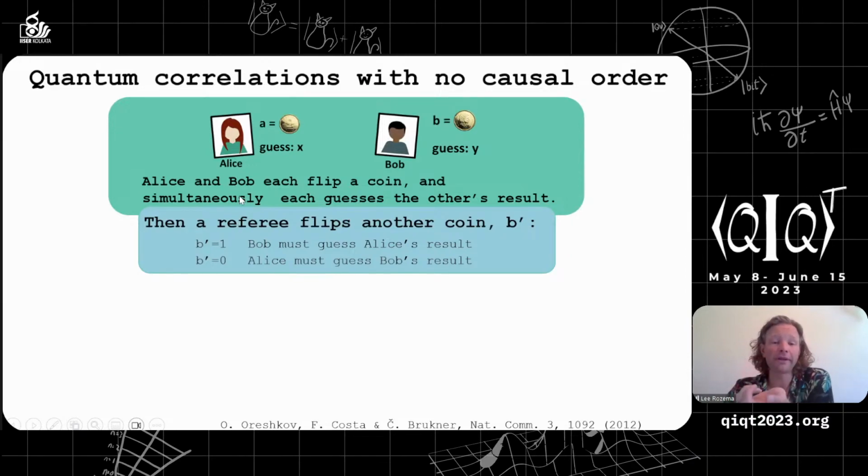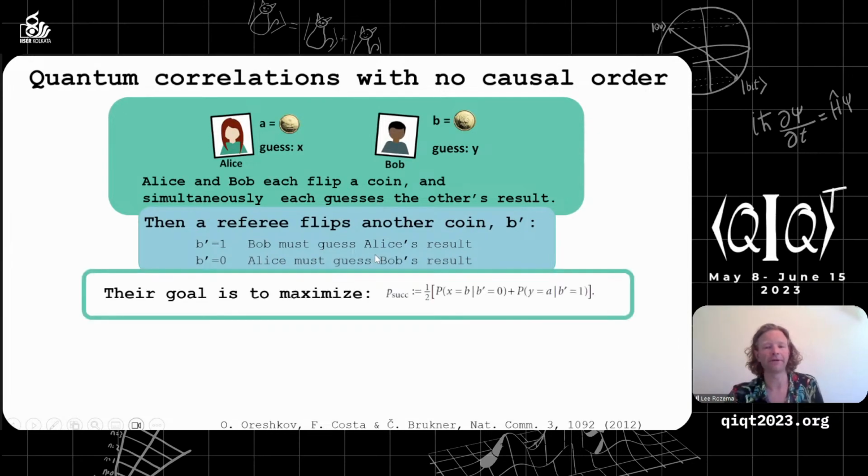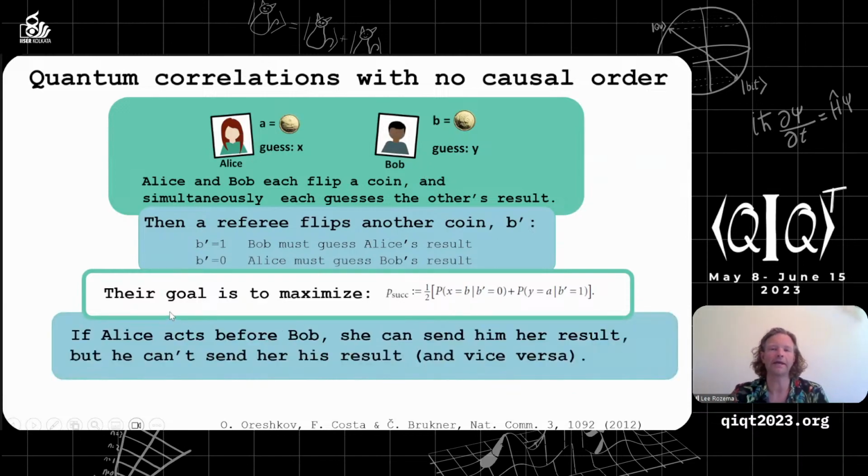It's important for the argument that they generate their guess at the same time they flip their coin. Because now we're going to assume that Alice and Bob want to work together and win this game as much as possible. If we imagine that the processes must proceed in a fixed order, there's a very simple strategy which is optimal. Say Alice acts before Bob.